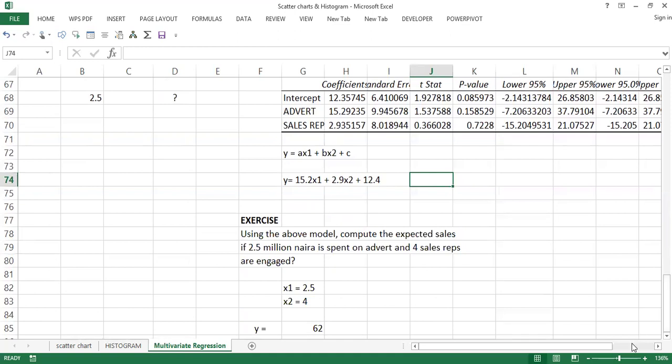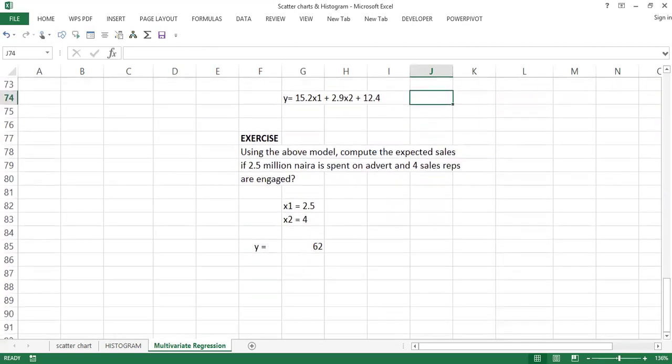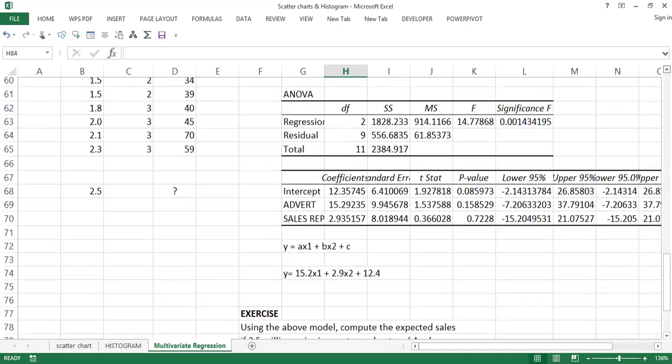Yes, sir. Is it clear? But I have a question. Okay, your question. My question is, if, for instance, you want to engage six sales reps, can you still use the same model, or do you have to calculate everything again before you get the values? Like, can you still use this 2.9 to multiply by 6 to get it? Yes, you can use this same model.